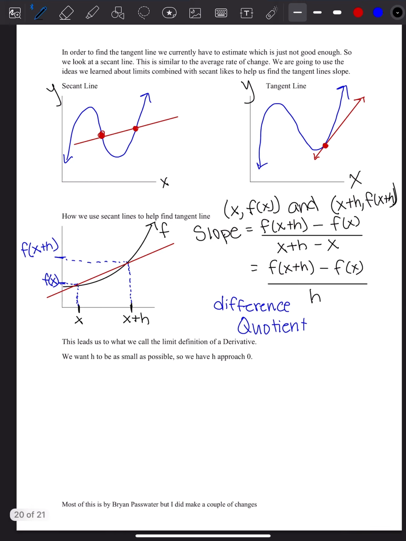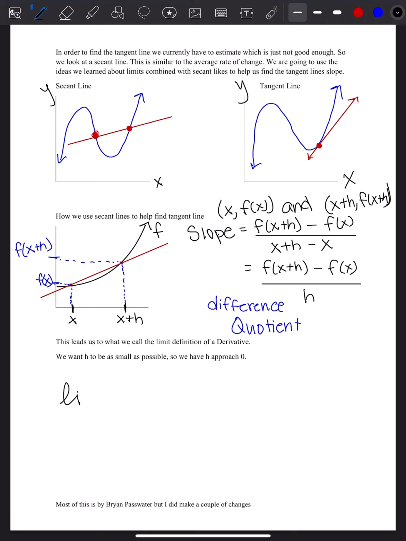So what we're going to be looking at is the limit as h approaches 0. The reason why h needs to approach 0 is because we are closing that gap. We want it as small as possible. And the thing that we're going to be taking the limit of is that difference quotient, f of x plus h minus f of x, all divided by h, because this is our slope formula.